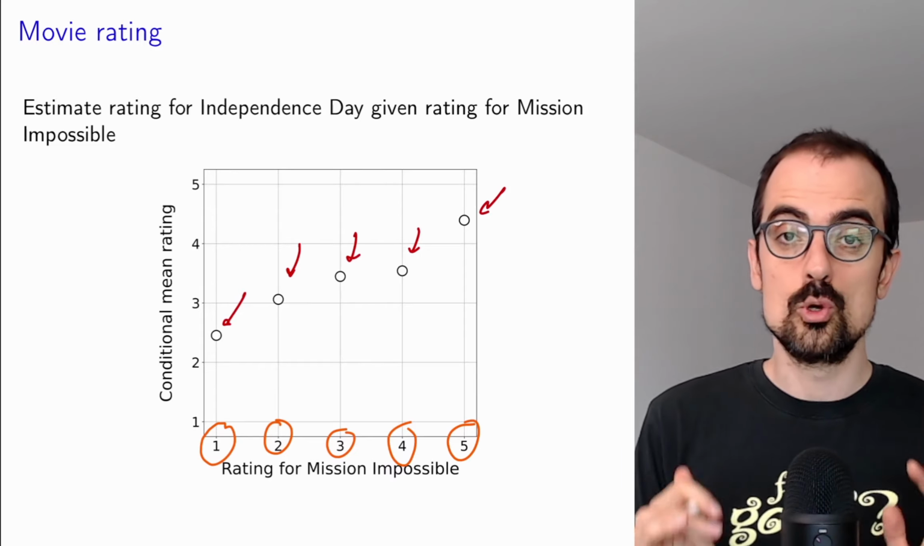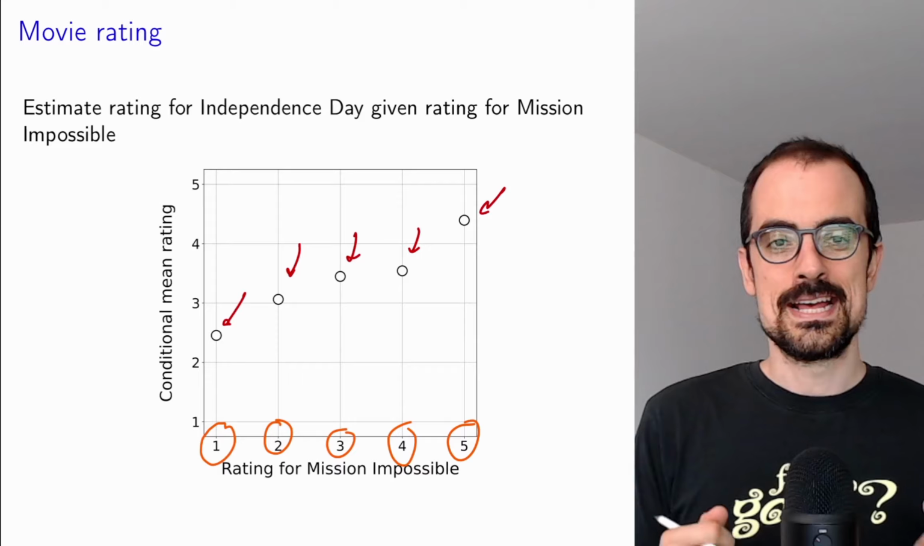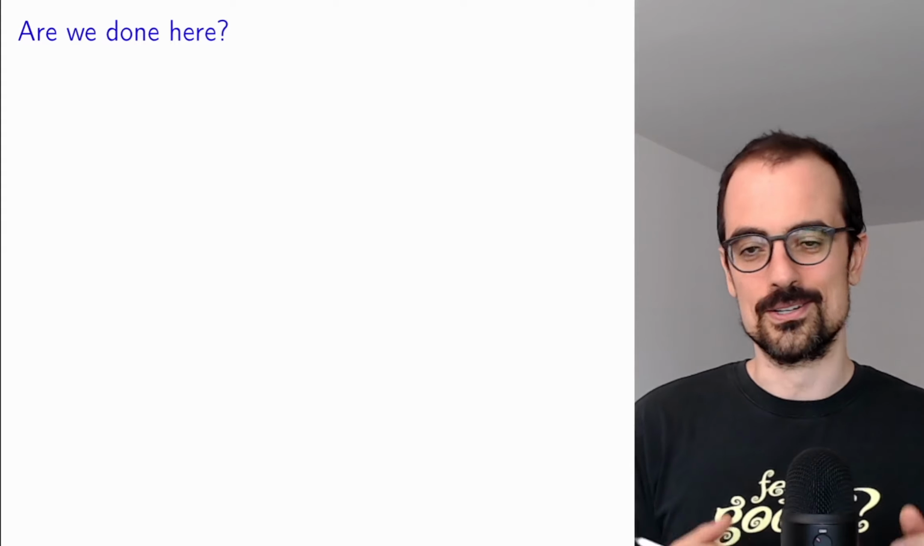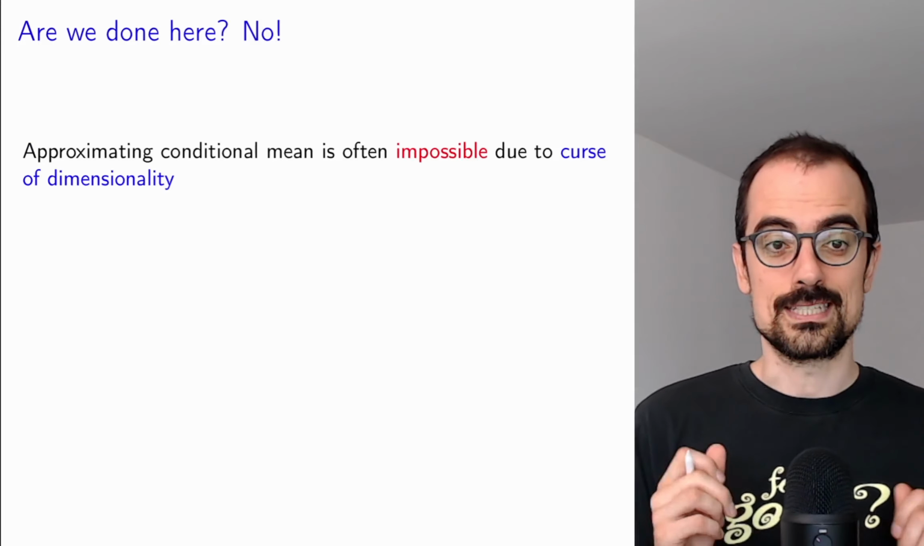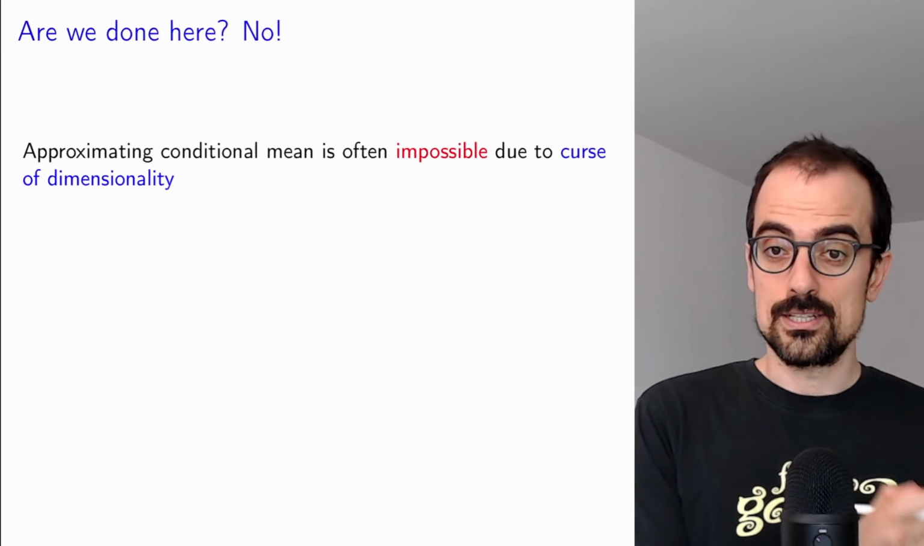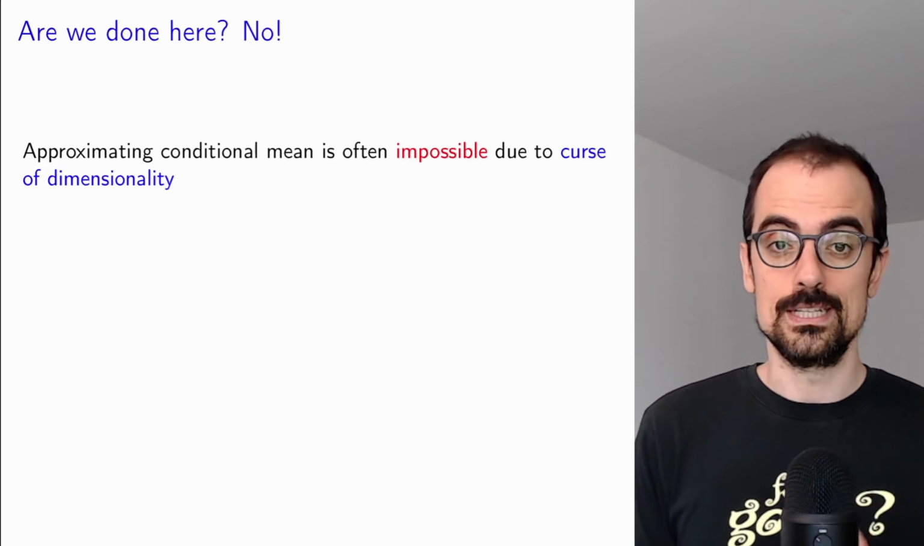And this is absolutely optimal with respect to the residual sum of squares. So, are we done here? Can I just pause the video or stop the video and go do something else? No, there's a catch. What I just explained works well if you have a very, very small number of features.